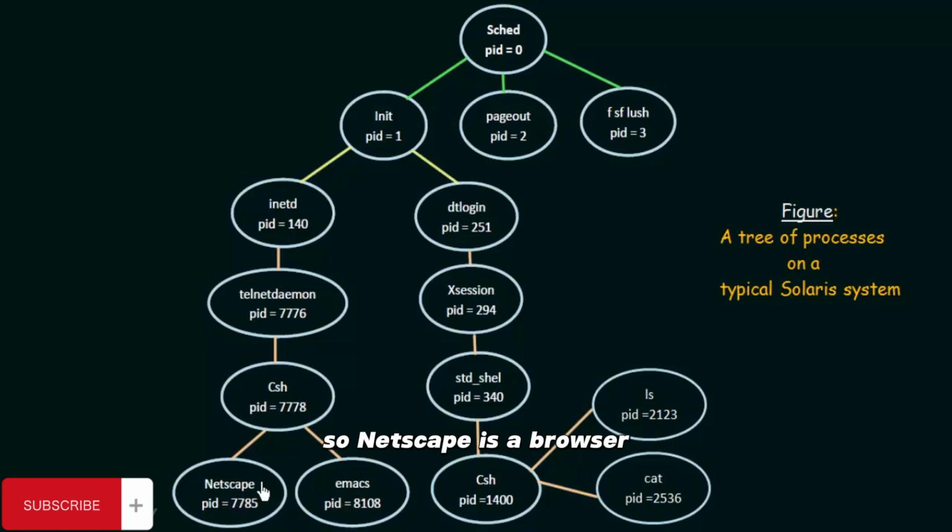So Netscape is a browser, and the PID of this Netscape process is 7785, and also the user started the Emacs editor. Emacs is an editor, like a text editor that we have, and the process ID of this process is 8108. So these two are created or started from the C shell over here. So this is how the process tree continues, making children of their children. So we came from here, this was the child, and this has its child, and this is the child of this one, and these two are the children of this one.